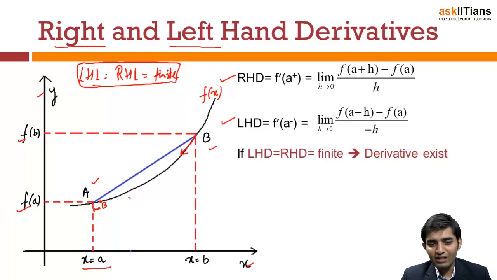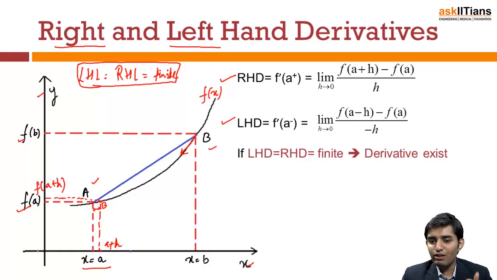If I bring this point B very close to point A, suppose this is the x coordinate of point B, it will be a plus h, where h is a very small positive quantity. What is h? h is a very small positive quantity. So the x coordinate is a plus h. So what will be the value at x equal to a plus h? At x equal to a plus h, the value of the function will be f of a plus h.